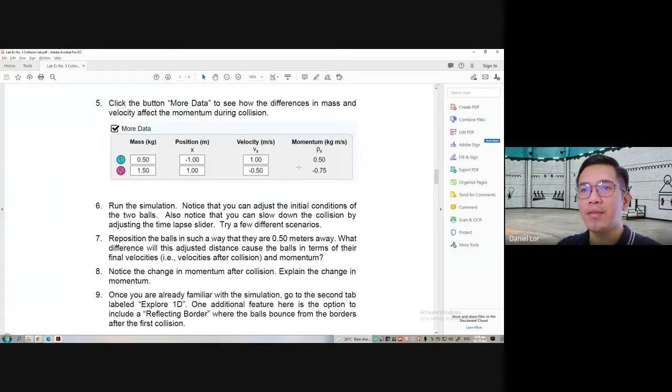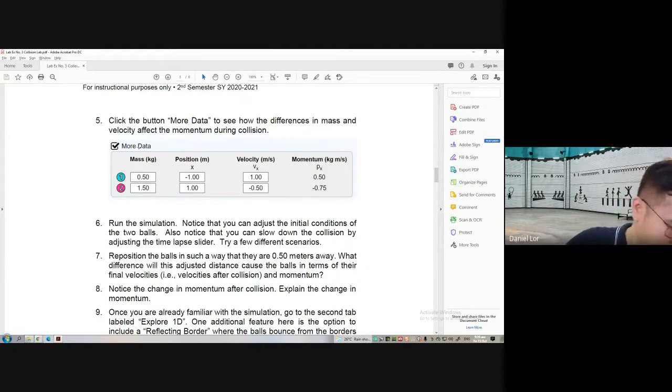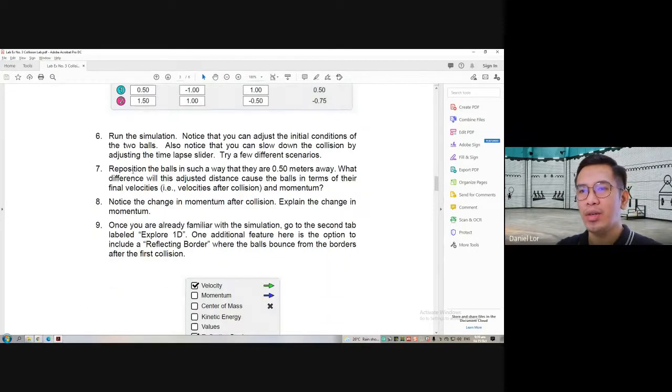Next, number 5. Click the button More Data to see how the differences in mass and velocity affect the momentum during collision. So that is what we did a while ago. Number 6, run the simulation. Notice that you can adjust the initial conditions of the two balls. Also notice that you can slow down the collision by adjusting the time-lapse slider. Try a few different scenarios.